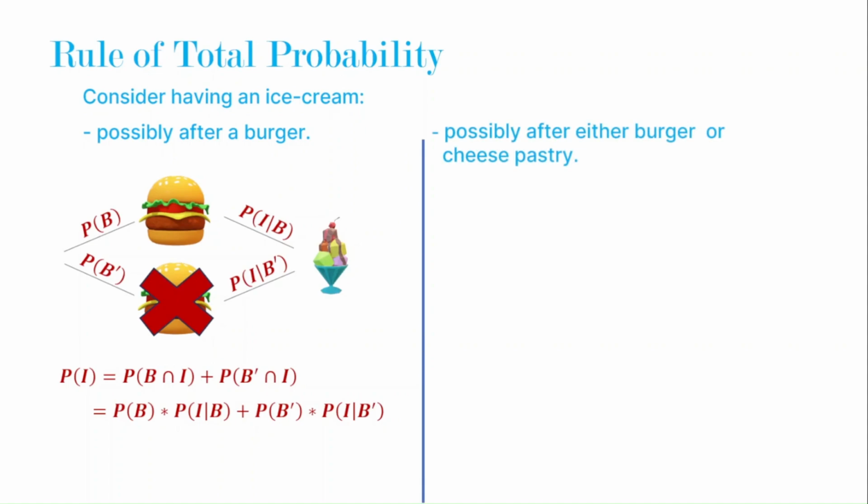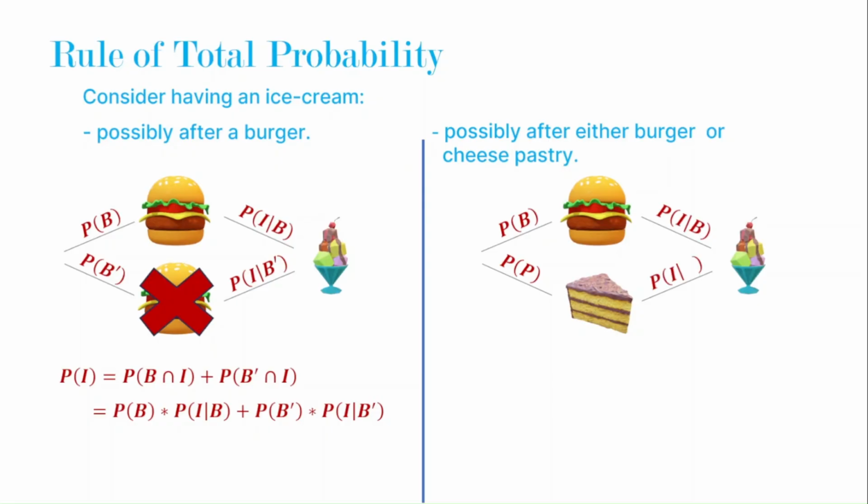Similarly, now say we have two options, either burger or pastry. In that case, the probability of having ice cream will be P(B) multiplied by P(I|B), plus P(P) multiplied by P(I|P).